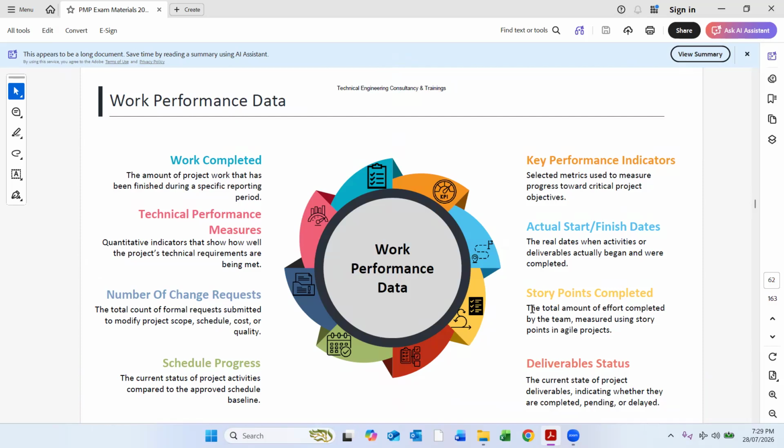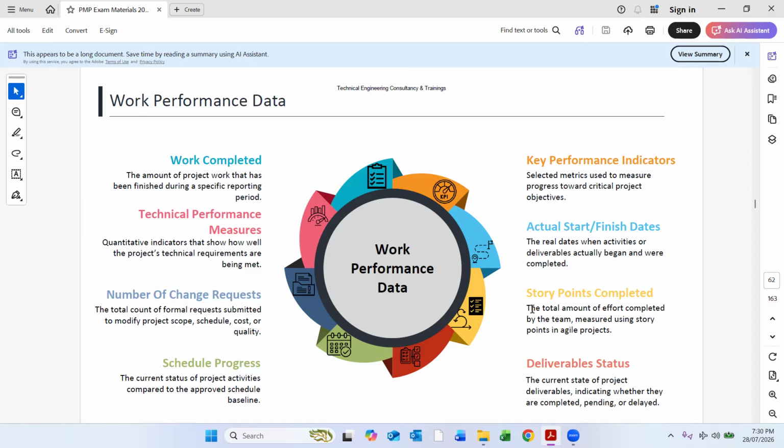Now work performance data. In work performance data, we see how the work has been completed, based on schedule progress, where we can see how much percent of the schedule is achieved. We achieved the program 90%. 90% of the project is completed in terms of cost, or physical units, or man hours. Number of change requests: this again goes to the variations, how many change requests have been submitted, in terms of scope variation, or time variation, or cost variation.